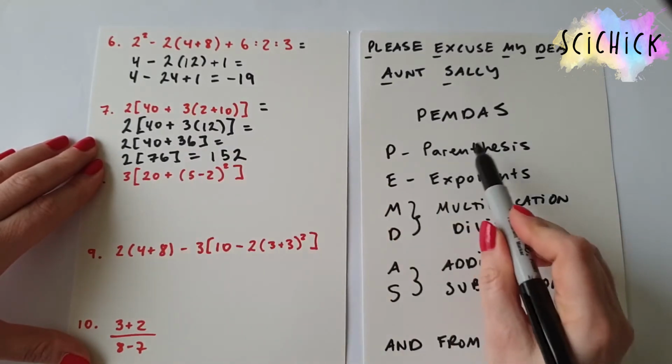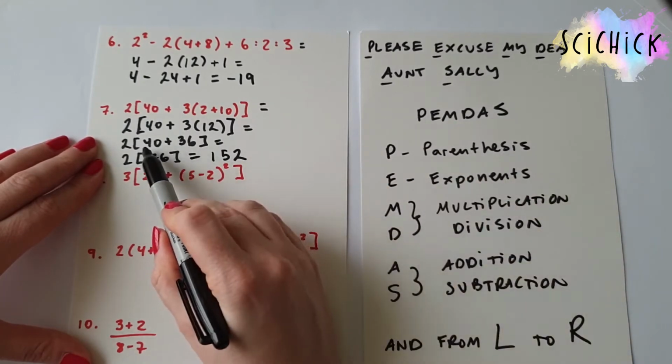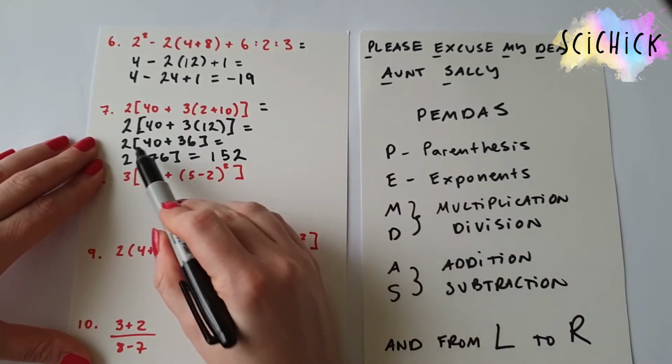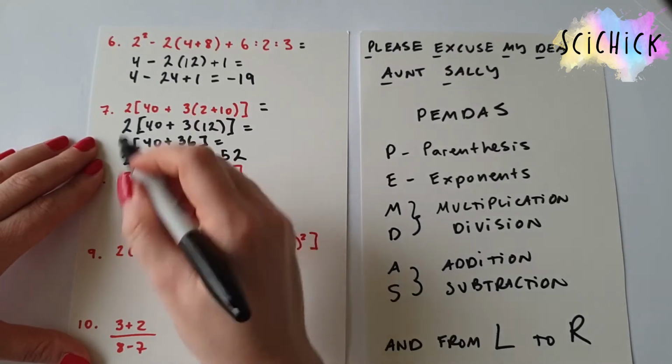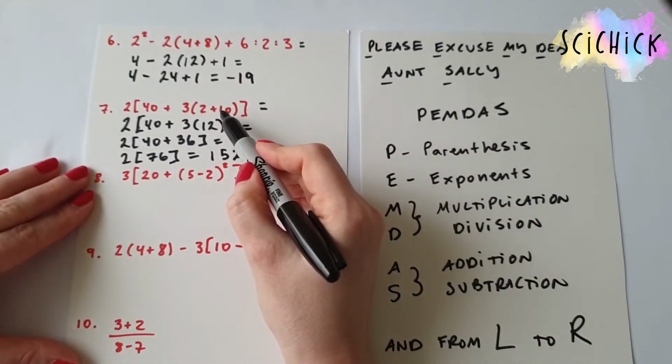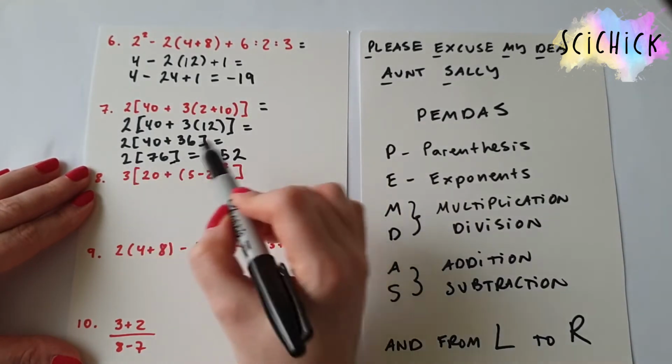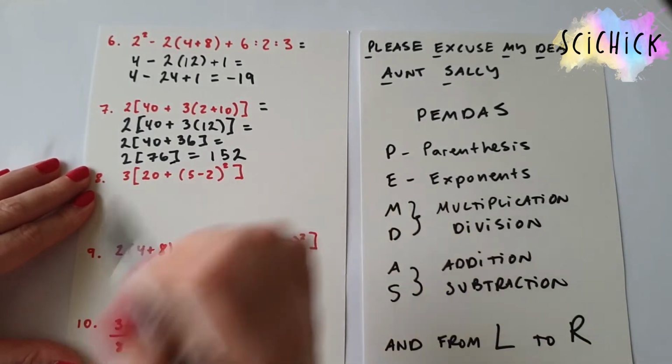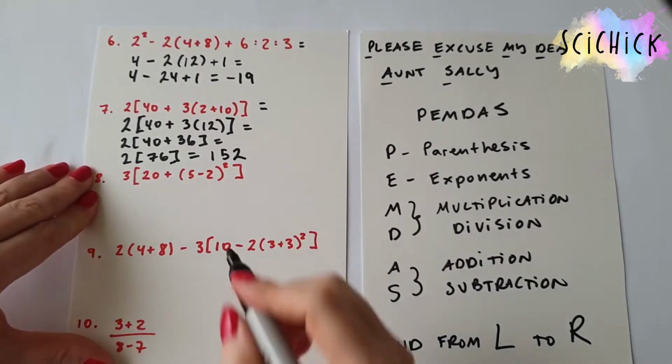Remember, always fix your parenthesis first. So 40 plus 36 would be 76. This is still just a normal parenthesis. It's just brackets because it's on the outside of the other parenthesis. Okay? 2 times 76, 152. Okay. Whew, that was a big one.